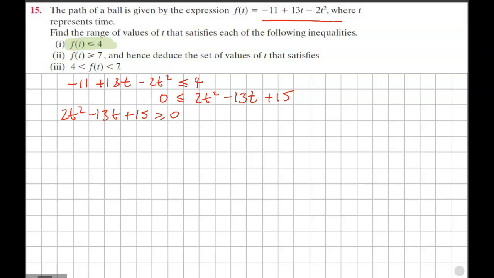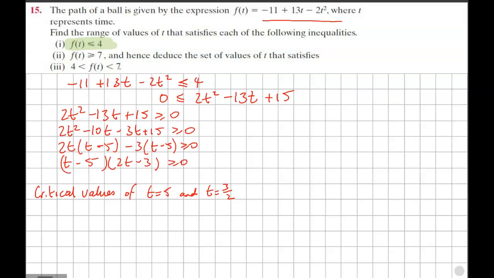So what two numbers multiply together to make 30 and add together to make minus 13? That'll be minus 10 and minus 3. So when factorized, it becomes t minus 5, 2t minus 3, being greater than or equal to 0. And from that, you're able to get critical values of 5 and 1.5. So the only thing now we need to decide is, is it between these two values or outside of these two values? So let's again think of our quadratic.